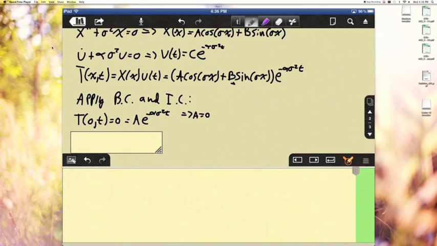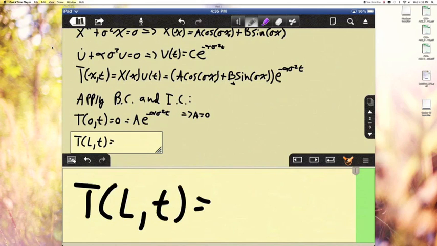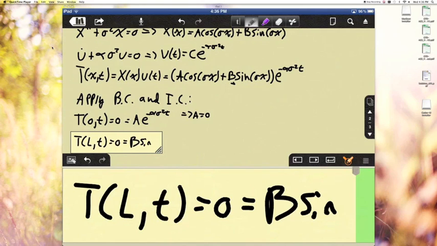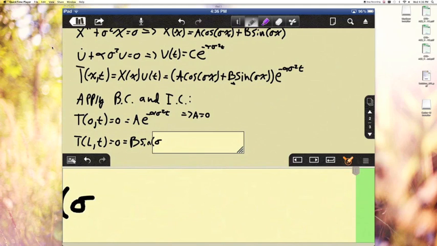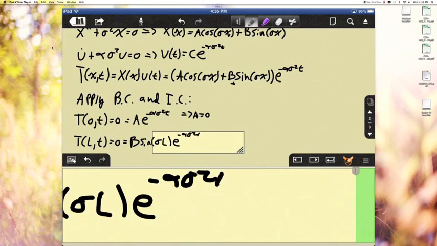Now what we can do is we can apply our secondary boundary condition, which tells us at x is equal to L for all time t, we get the temperature is equal to 0. So by plugging in a is equal to 0, this simplifies our expression down to b sine sigma L, because we're evaluating x at L, e to the negative alpha sigma squared times t.